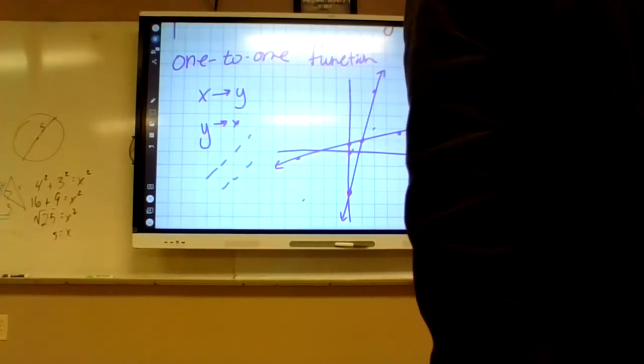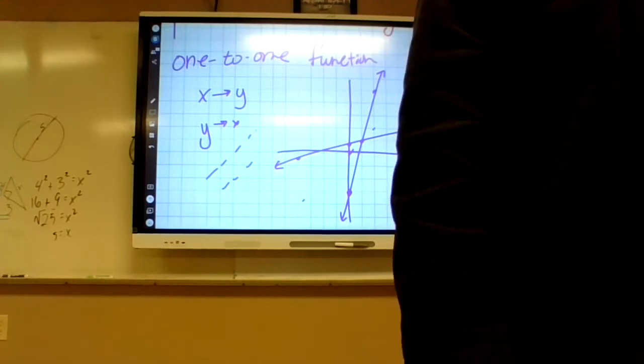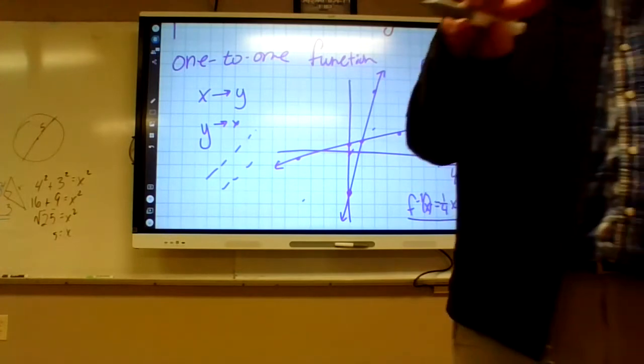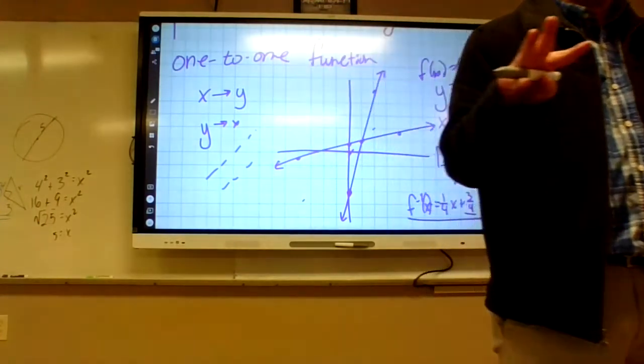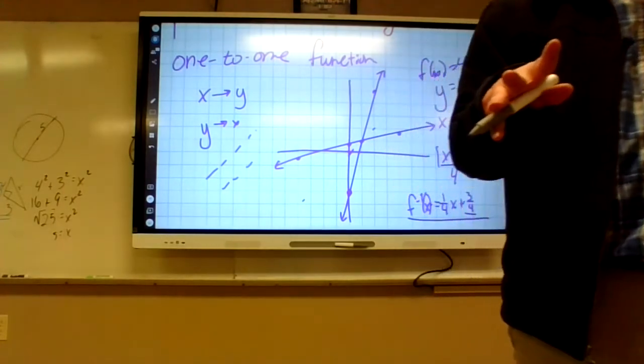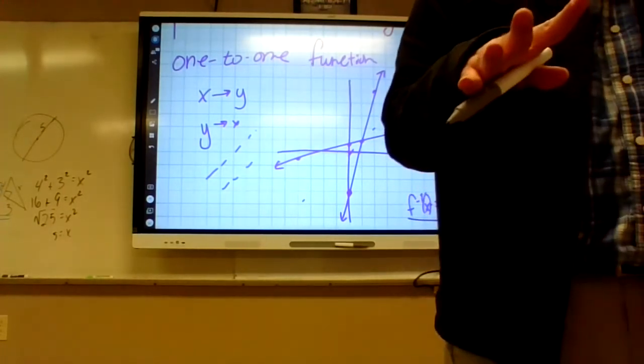The graph of the function is given. State whether the function has an inverse. So how can we tell whether it has an inverse? Vertical line test. No, that's whether it's a function. If the horizontal line test fails, then it doesn't have an inverse. If the horizontal line test works, it does have one.